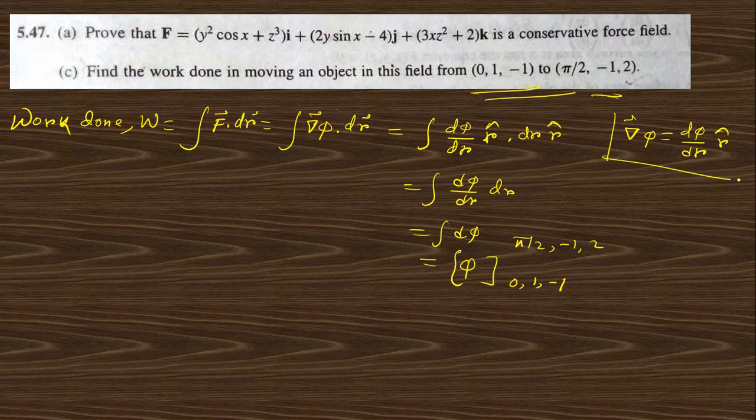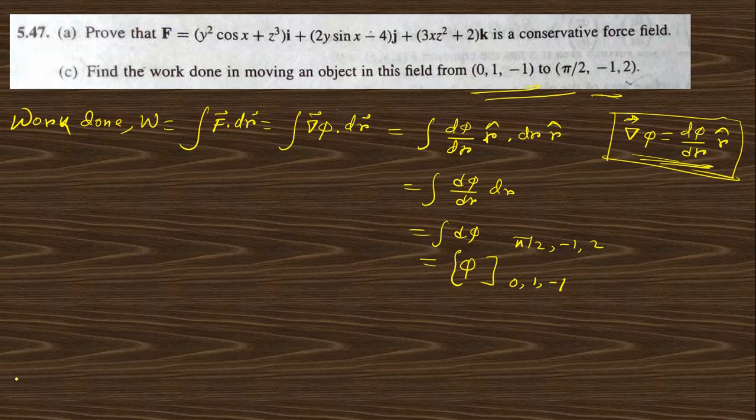This proof that grad phi is equal to d phi dr r cap is already done in the previous lecture. Go to the divergence curl chapter, you can see clearly the proof of these identities or the proof of this mathematics.